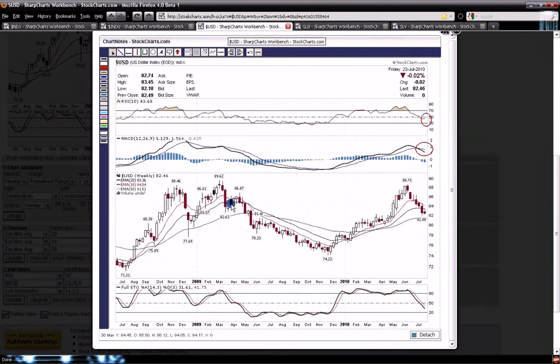The dollar, as I mentioned a while ago, formed a nice little cup and handle. Here's a cup. Here's a handle that's forming. Unfortunately, we can't really see volume on this. Now, the MACD crossed 50. That's not a good sign for the longer term. Negative crossover on the MACD. MACD histogram not really showing anything.